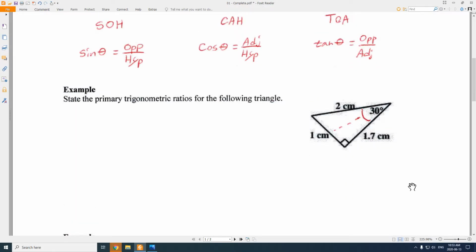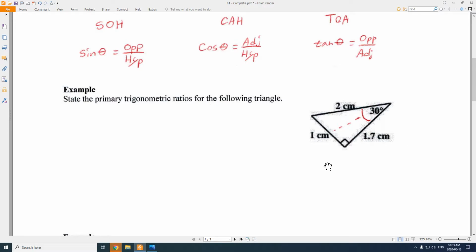All right. First one. So here it just says state the primary trigonometric ratio. That just means SOHCAHTOA for the following triangle. Okay. So in this case, I'm not actually given anything to solve. There's no x's or thetas anywhere. The theta is like an x for an angle. So if you see a theta, it just means some unknown angle. In this case, I know everything. I'm just practicing writing down the equations right now.